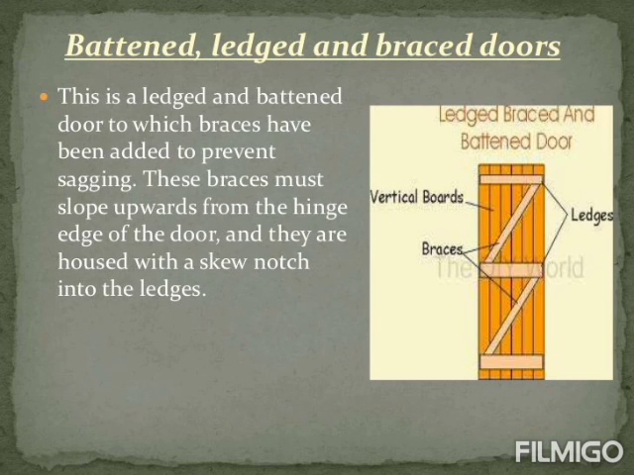Battened, latched and braced doors. This is a latched and a battened door to which braces have been added to prevent sagging. Now, in the slide, we can see a clear diagram of a battened, latched and a braced door. These braces must slope upwards from the hinge edge of the door, and they are housed with a skew notch into the ledges.